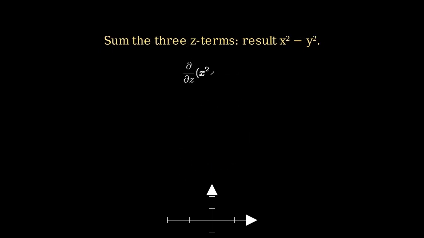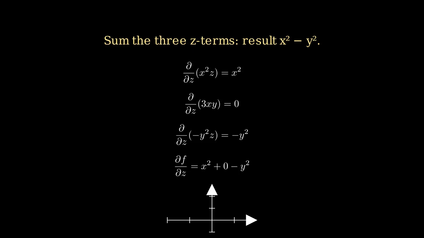Next, partial f by partial z, freezing x and y. Partial of x squared z with respect to z. X squared is held constant, and z differentiates to 1, giving x squared. Partial of 3xy with respect to z. There's no z here, so it vanishes to 0. Partial of negative y squared z with respect to z. Y squared is held constant, and z differentiates to 1, giving negative y squared. Adding these, partial f by partial z equals x squared minus y squared.